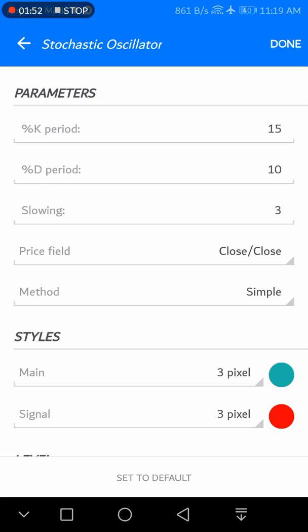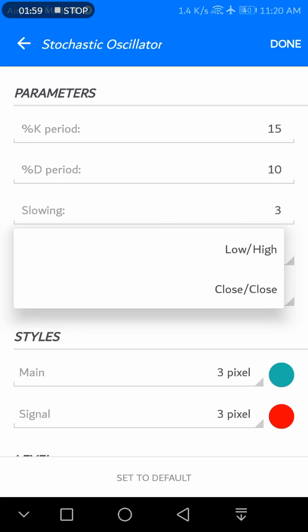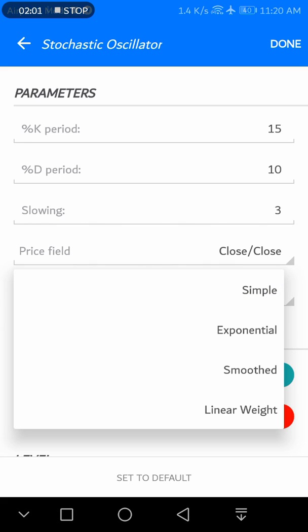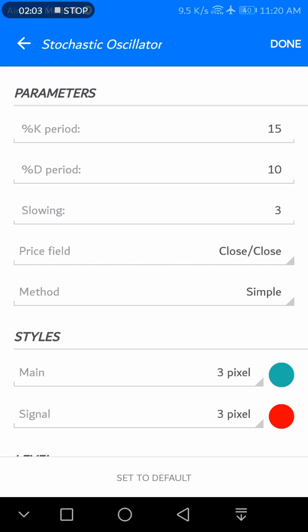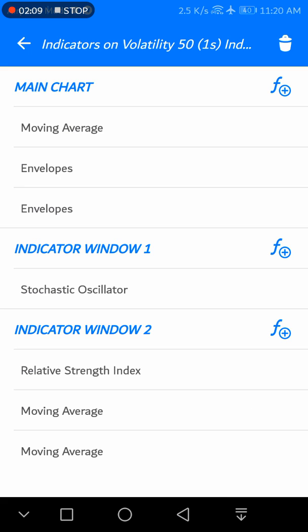Stochastic oscillator, and look here at the settings of stochastic, and make sure you click on close, and the method will be simple, not exponential or any other. Okay, stochastic, so please capture the screenshot so you guys can set up easily after watching this video.